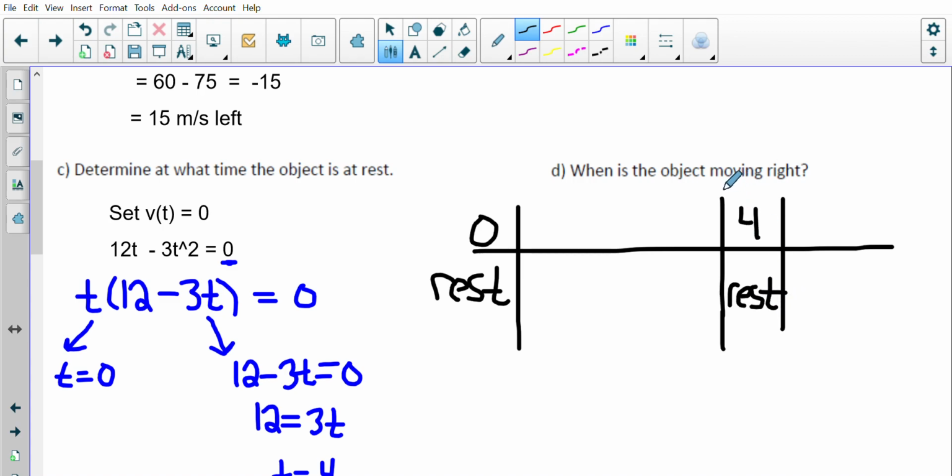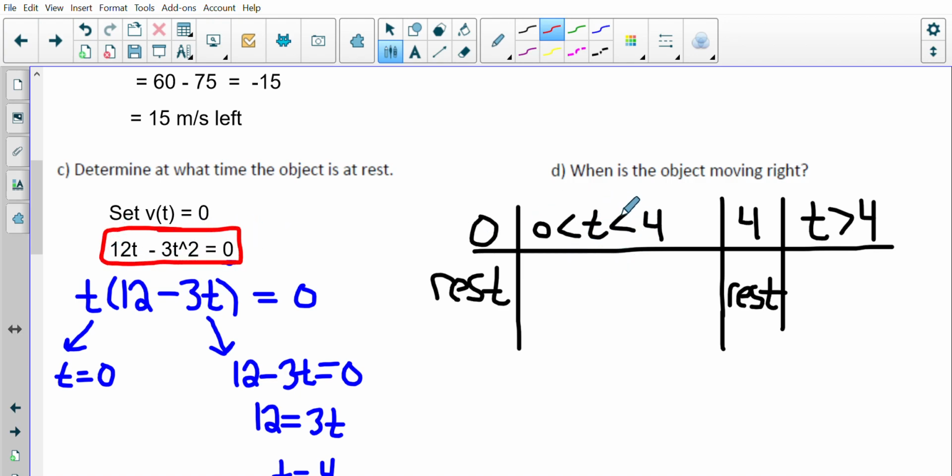Is it moving left or is it moving right? So I've got 0 is less than t is less than 4. And then I've got t is greater than 4, I should say. So I want to know what's going on in these intervals. So what I can use is my velocity equation, which is right here. And I'm going to substitute a value in this interval, and that'll tell me whether this thing's moving left or right, because it can't change directions between, it's got to go to rest first.